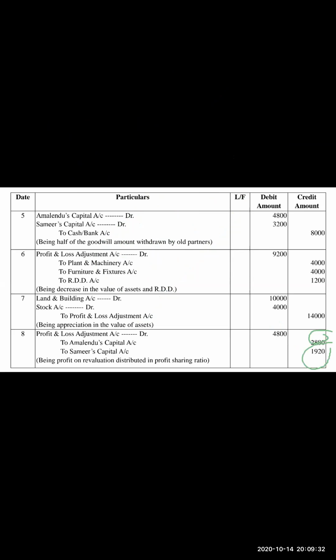Okay, so if you will see over here, 2880 was the share of एमएलएनडू, और जो बचा हुआ शेयर है वो किसका है फिर? समीर का, which is 1920. Okay, so this is the way you are going to solve your journal entries.